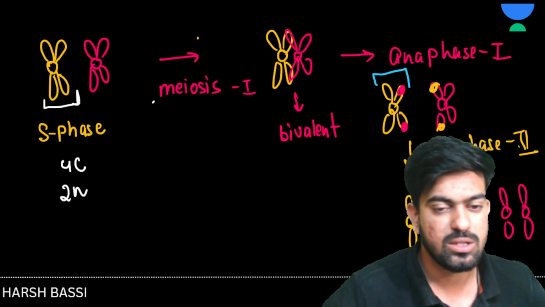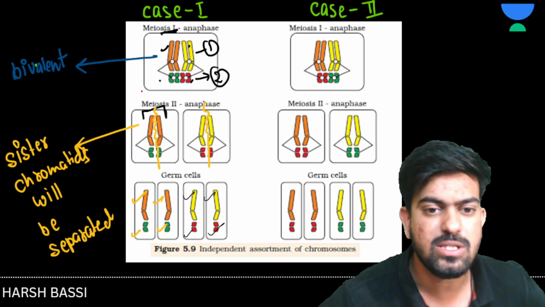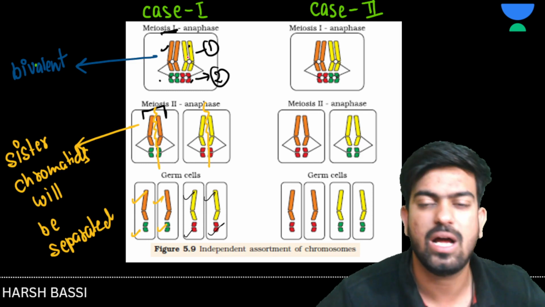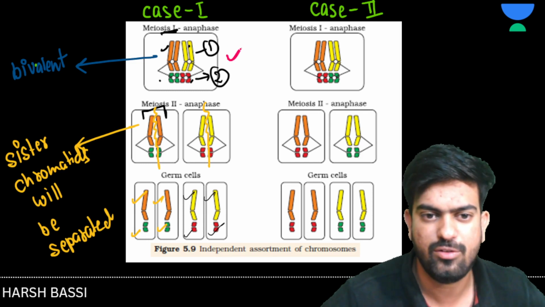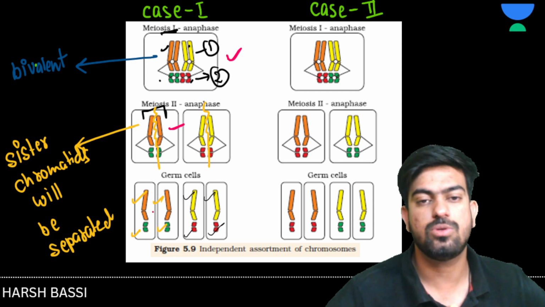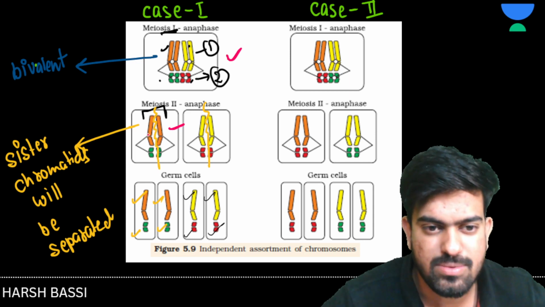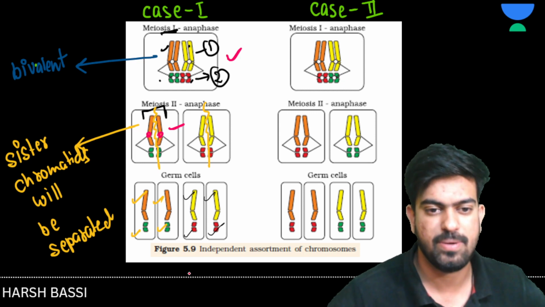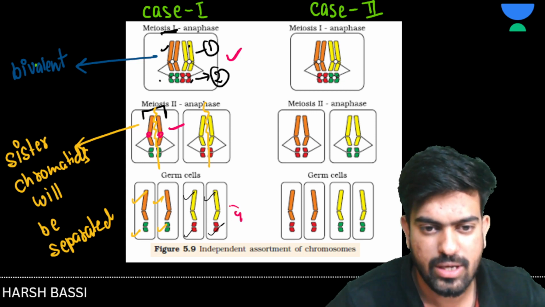So see, this is happening. Here also something similar is happening. In meiosis 1, the bivalent and the tetrad was formed. The tetrads are now separated, and the chromatids attached to the same centromere are also separated here. Okay, so we are getting 4 types of gametes.